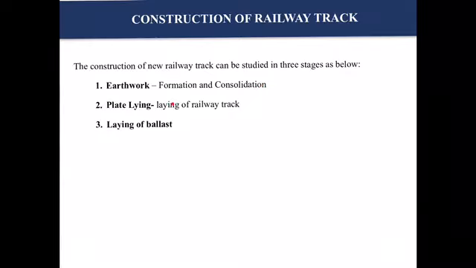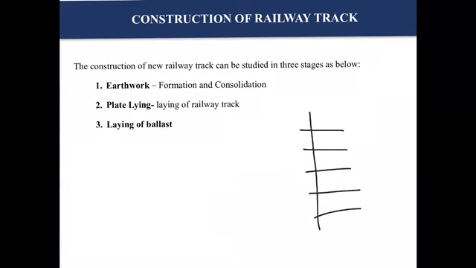The second stage involves the laying of the railway track. We all know first we place the sleepers. On the prepared sleepers, the rails will be placed. The placing of the sleepers and the rails together we call plate laying. The methods that are available for plate laying will be discussed here.